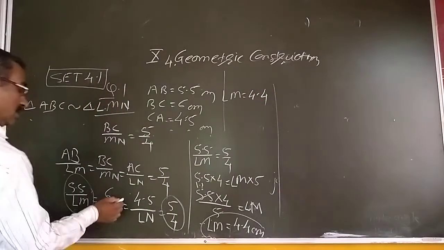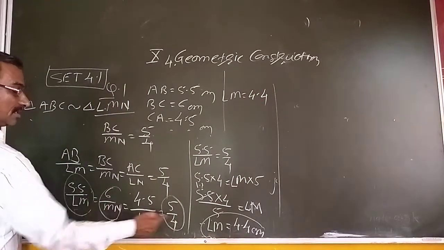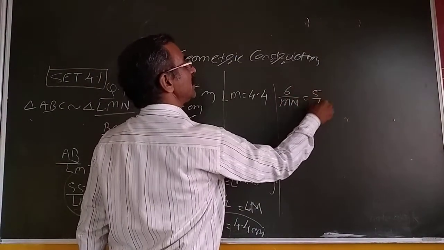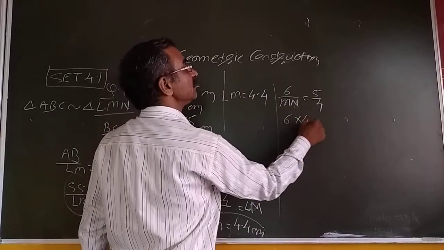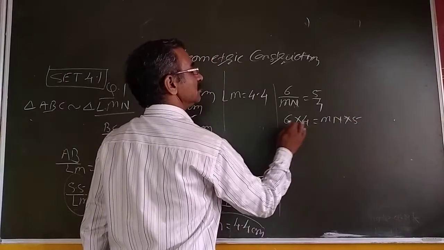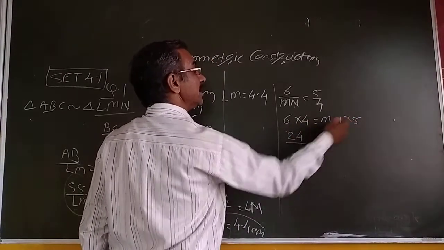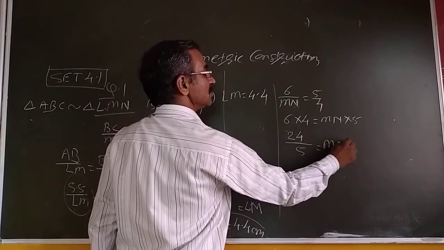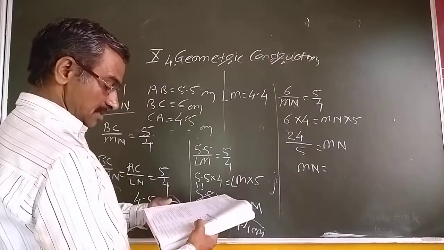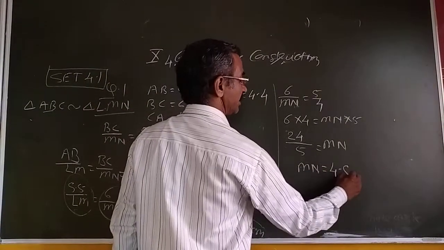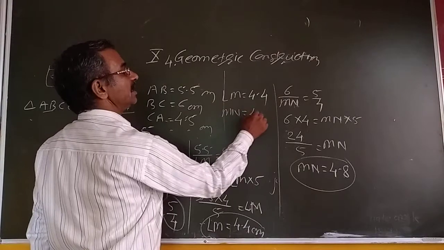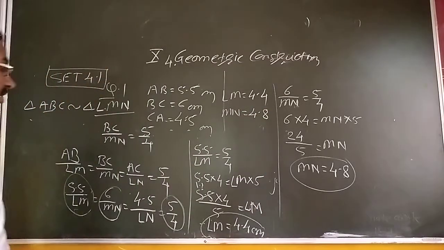Then we are finding out the value of MN. 6 upon MN is equal to 5 upon 4. By taking cross multiplication, 6 into 4 is equal to MN into 5. This 5 goes to division. The multiplication gives 24 divided by 5 is equal to MN. By dividing it, we get MN in decimal point, that is 4.8. After dividing it, we get MN is equal to 4.8 centimeter.